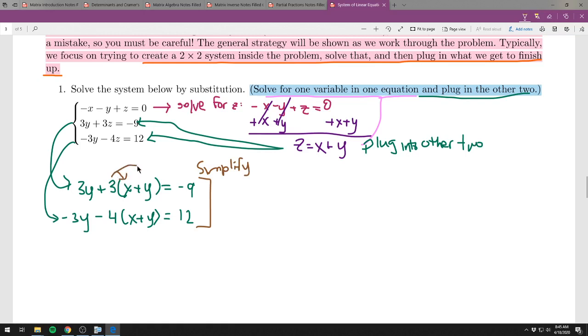So we can distribute the 3 through the first one, the -4 through the second one. In the first equation, we got 3y plus 3x plus 3y equals -9. And in the second one, we got -3y minus 4x minus 4y equals 12.